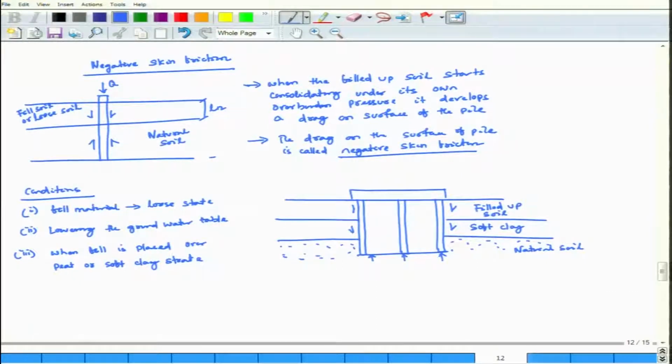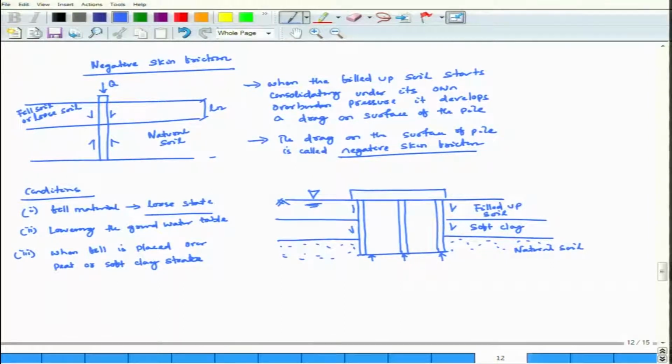In this case, what will happen? If you look here, there is another case: there is a natural soil, then in between there is a soft clay, then there is a fill soil. So, there are 3 conditions. If fill material is in the loose state, or there is a water table here and all of a sudden you lower the water table from the ground surface to below, at the bottom of the pile, in that case self consolidation will occur. Then the drag load will be in the direction of the loading. The third is when fill is placed over a peat or soft clay strata.